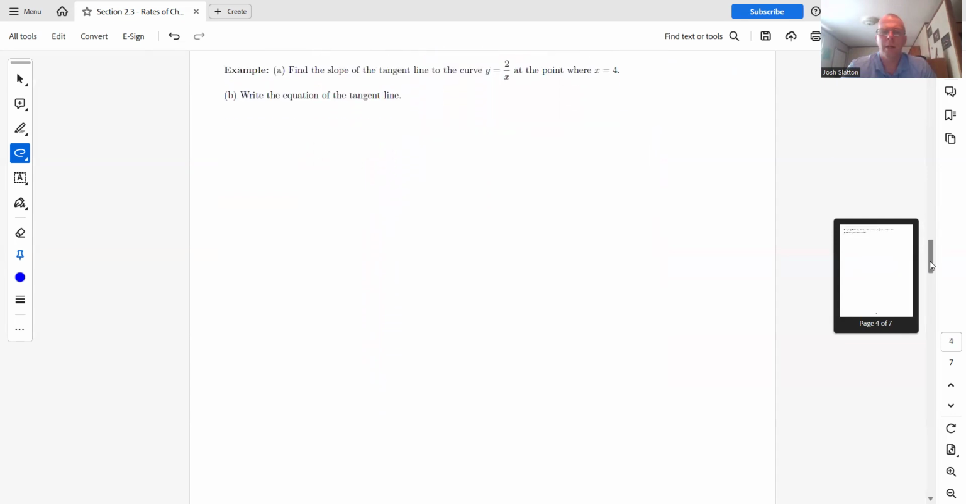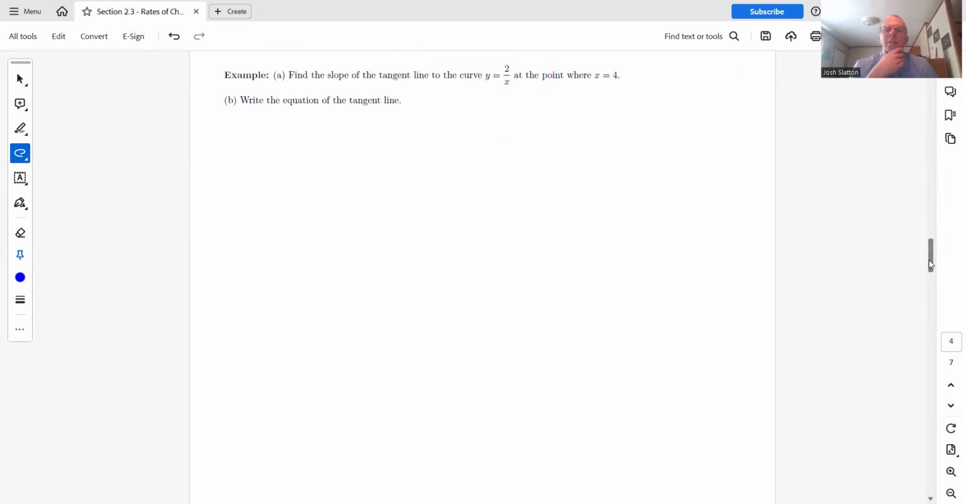So let's look at an example here. Find the slope of the tangent line to the curve y equals 2 over x at the point where x equals 4, and then we'll write the equation of that tangent line. And so what we need to do first is find the instantaneous rate of change at x equals 4. So let's do that. And you could do either one. We'll do the first one. So the limit as x approaches 4, and we'll do f of x minus f of 4 over x minus 4. And so let's plug everything in.